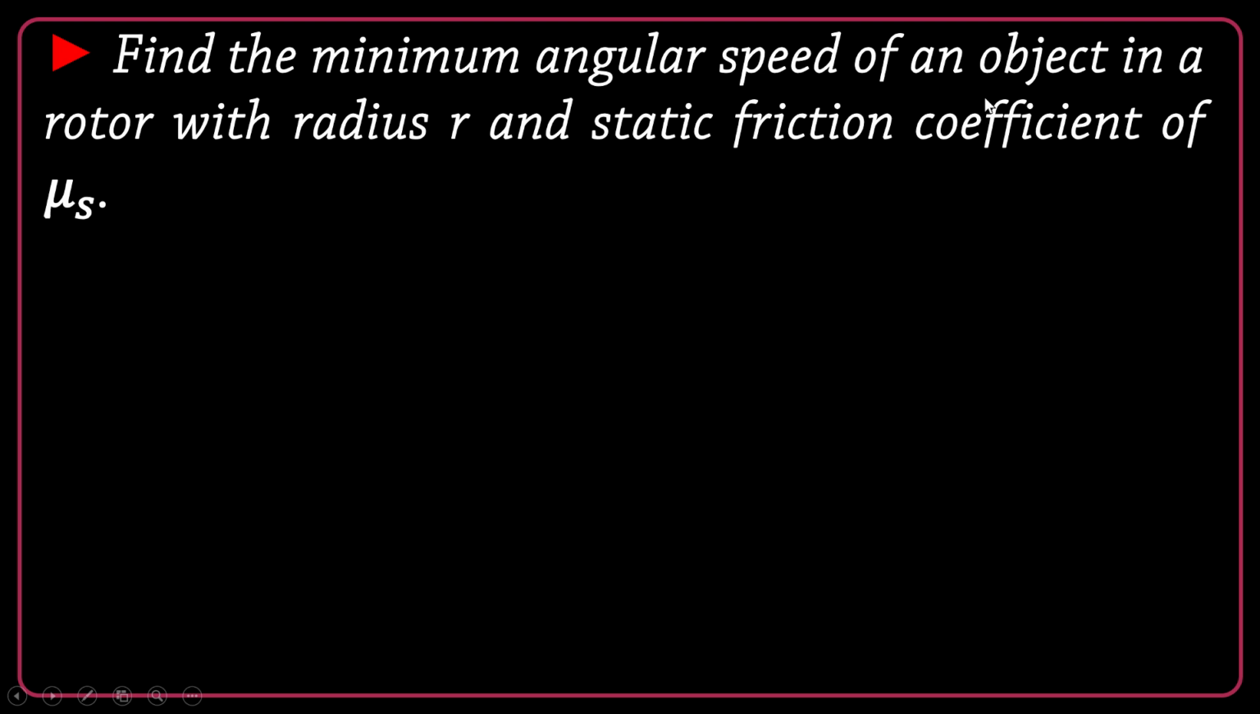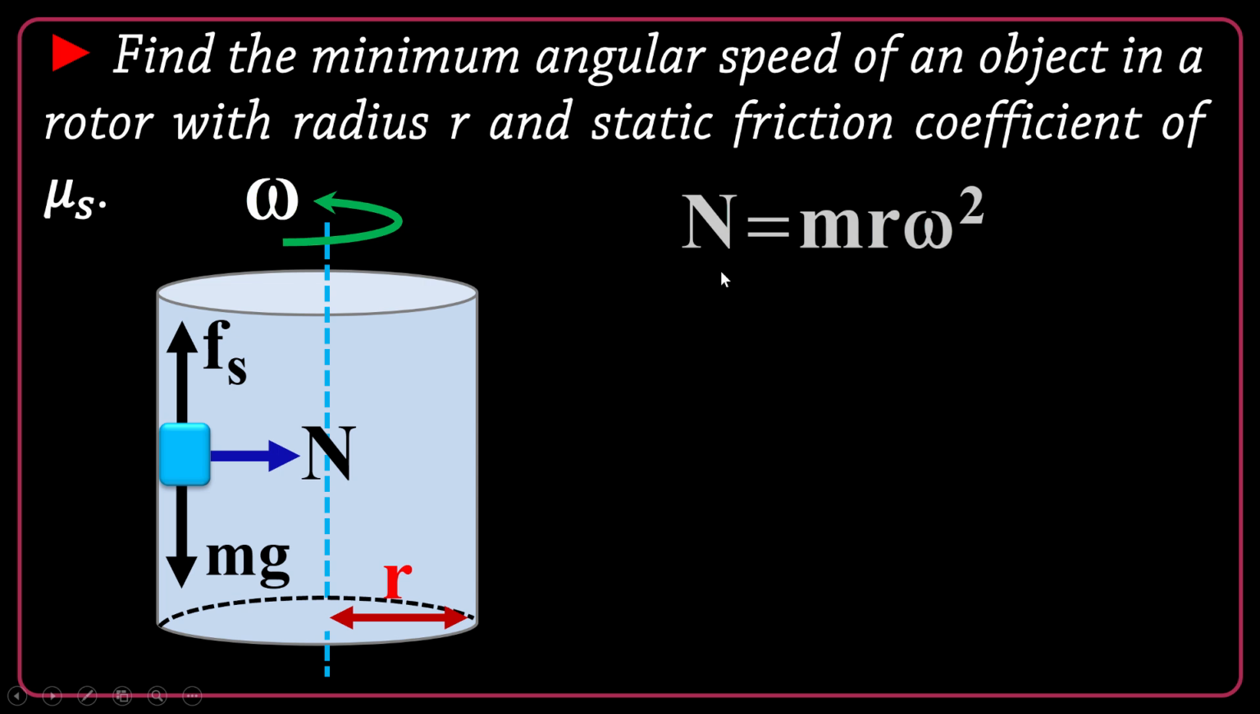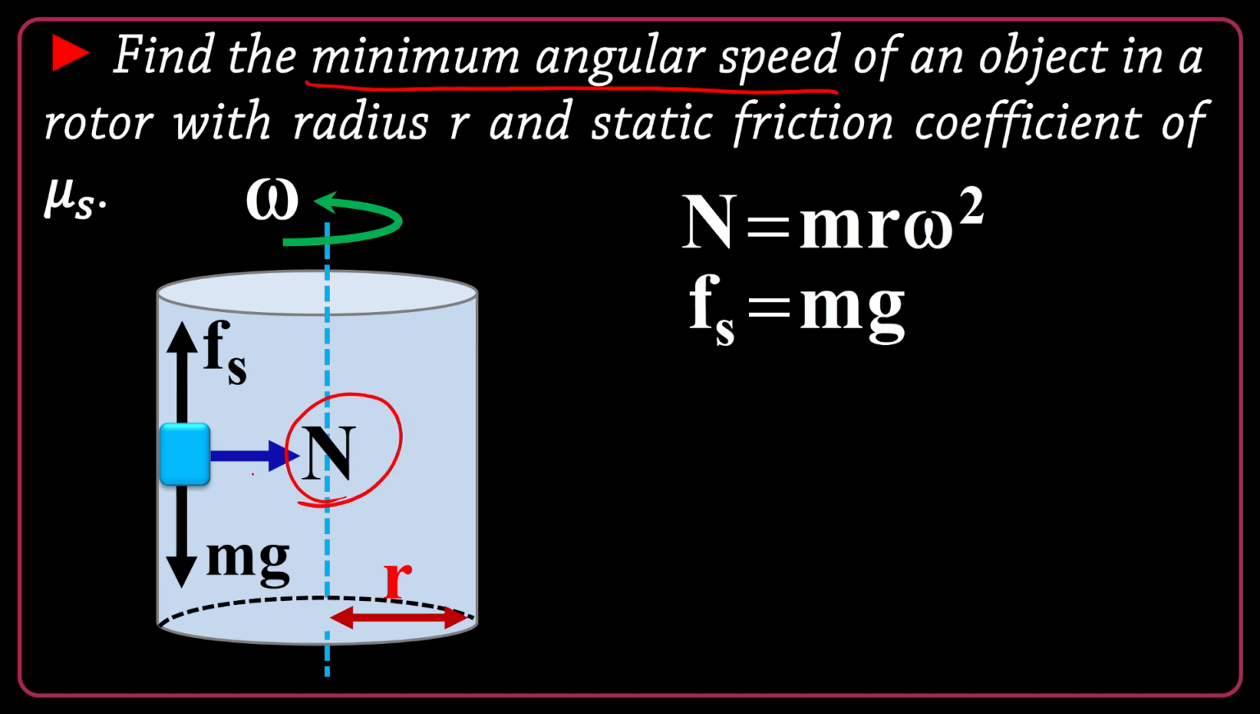Now let's consider this problem. Find the minimum angular speed for an object in a rotor with radius r and a static friction coefficient of mu s. It's a parametric question. Okay, I told you normal force is going to be m r omega squared. And vertically, Fs is cancelling mg. They are looking for minimum angular speed. Why minimum angular speed? You know that we need a minimum normal force to be able to supply enough static friction to cancel the mg. Less than that, the object will fall. So minimum normal force means minimum omega, and that's exactly what it's looking for.